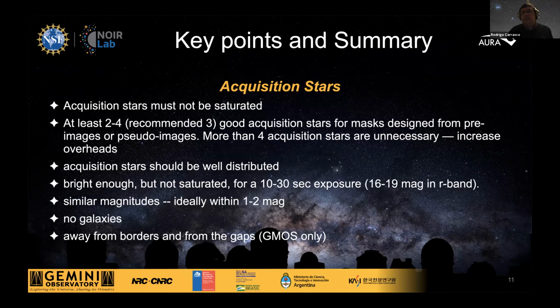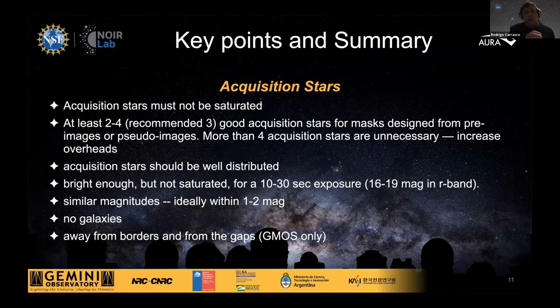Don't put 6, 7, 8, or 9 acquisition stars because that will increase the overhead of the observation when we center the mask. Also, acquisition stars should be well distributed if possible. Sometimes it's not possible because of the geometry, but you have to try to find the best geometry for your acquisition stars, because that will give you a very good solution of the centroid of each star, and they put the mask in the correct place.